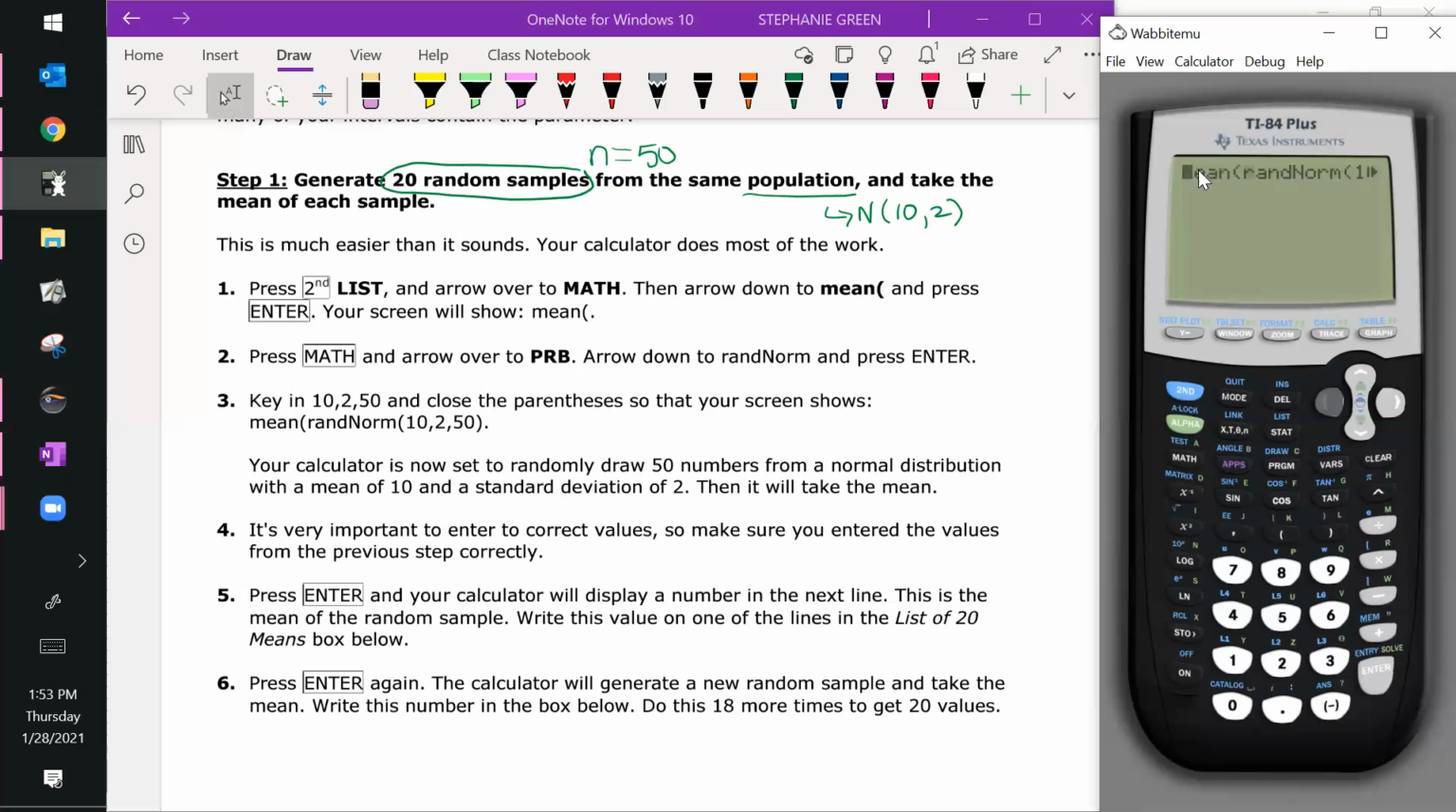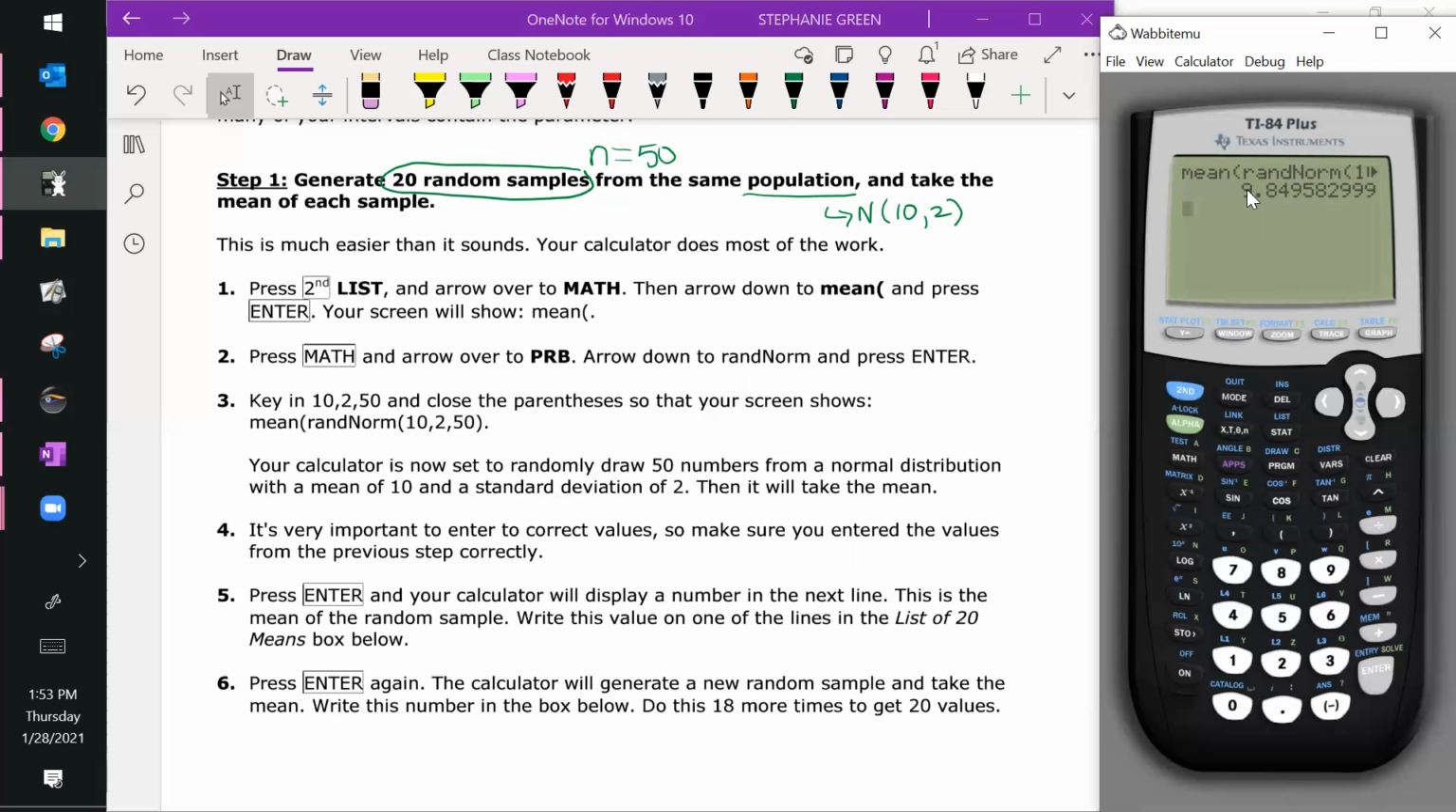We're going to calculate the mean of a random sample from a normal distribution with a mean of 10 and a standard deviation of 2, and our samples are going to have a size of 50. So I hit enter, and it's going to give me the mean of a random sample of 50 values from this normal population. We end up with 9.8.